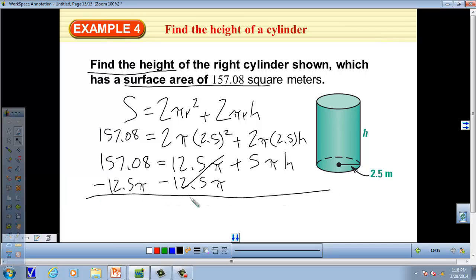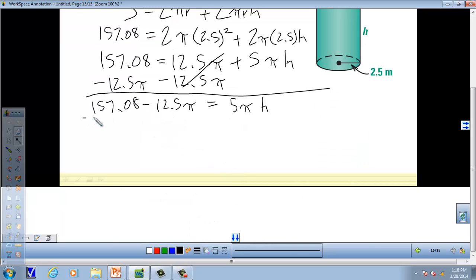If we do that, the 12.5 pi's cancel, and we have 157.08 minus 12.5 pi, and this is going to equal 5 pi h. We're going to divide both sides by 5 pi, and keep it in terms of pi until you get to the very end. And here is where we start punching in our calculator.